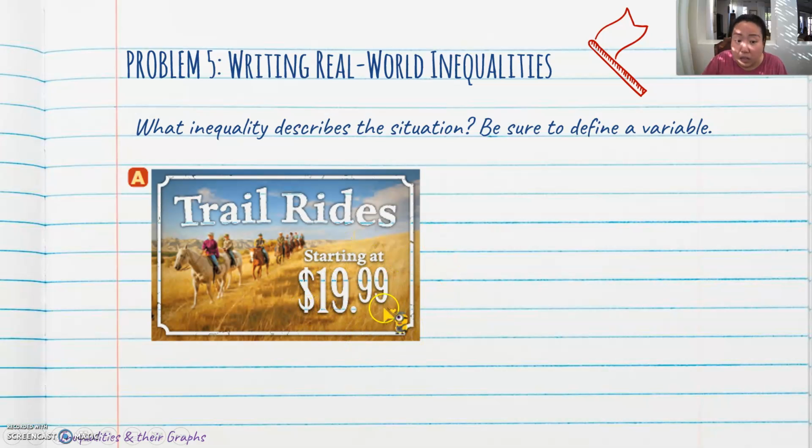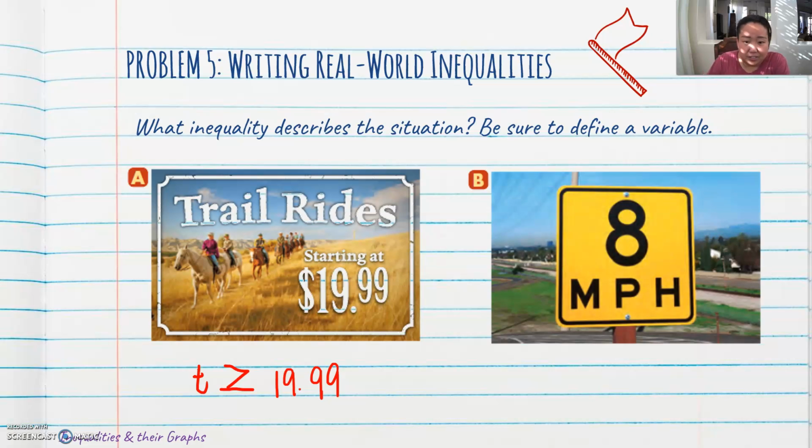It could possibly be equal to $19.99. It could also be higher than $19.99. And so let's use T as our ticket or the trail ride. T could be equal to $19.99, and it could be greater than that. So the trail ride is going to be greater than or equal to $19.99. Okay, so that's how your inequality could look.